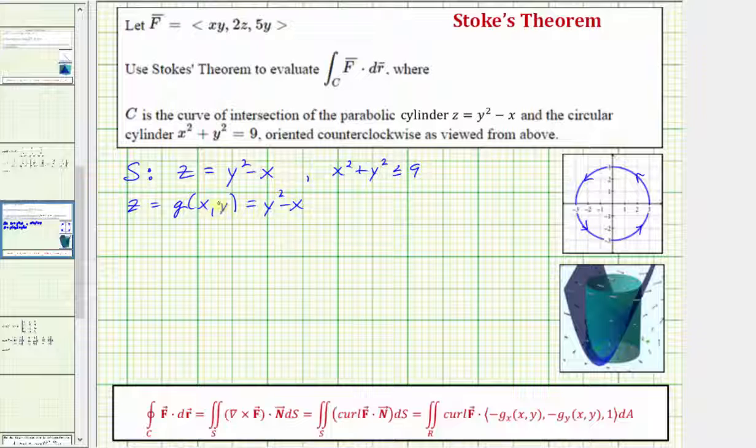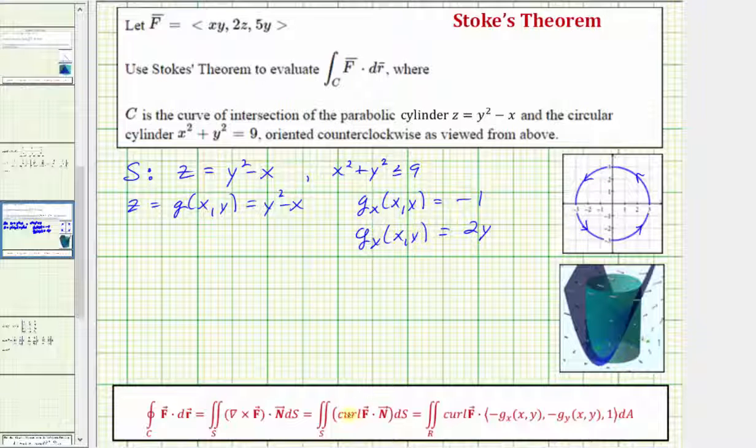Now we're also going to need the partial derivatives of g with respect to x and y later, so let's go ahead and find those now. The partial derivative of g with respect to x is the derivative of y squared minus x with respect to x, which is negative 1, and the partial derivative of g with respect to y is the derivative of y squared minus x with respect to y, which is 2y.